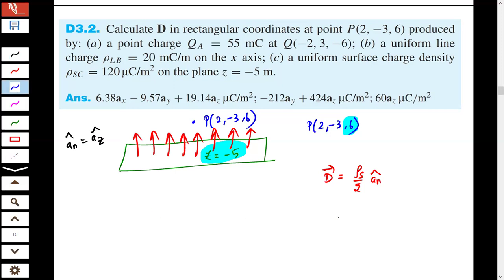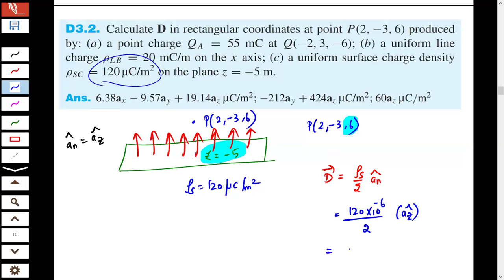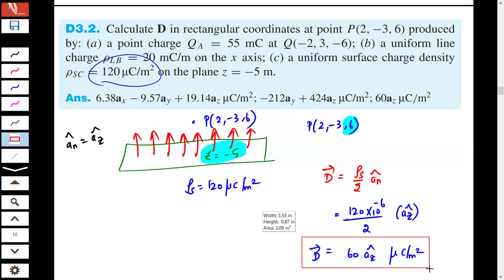Thereby, we can make the substitutions. Rho s value is 120 microcoulomb per meter square. Surface charge density is 120 microcoulomb per meter square. I'll write it as 120 micro divided by 2, and the direction of flux density to the point P is the positive z direction, which will give me 60 az cap microcoulomb per meter square. This is the flux density due to this surface charge.